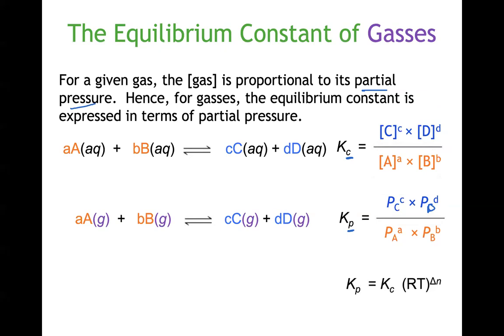Well, can we correlate the equilibrium constant in terms of partial pressure to the equilibrium constant in terms of concentration? Yes, Kp is equal to Kc times RT raised to the change in the number of moles, delta n. We are simply taking the change in the number of moles of reactant and product. So delta n is the number of moles of the product minus the total number of moles of reactants.